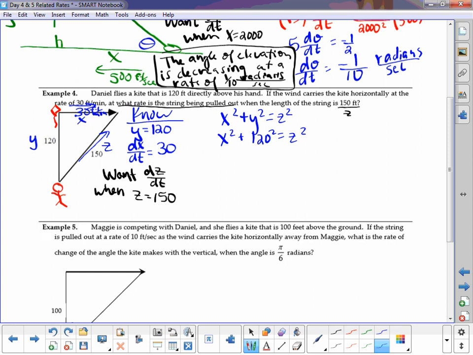I love that the derivative constant's here because I always start to get worried like, oh no, 120 squared. I'm like, no, we're doing the derivative. It doesn't matter.